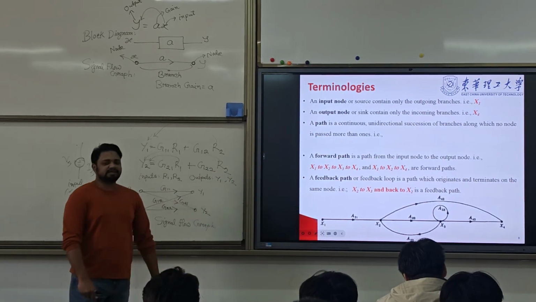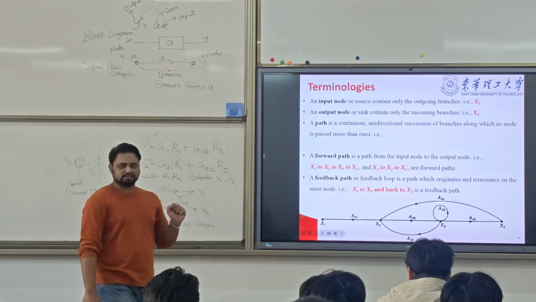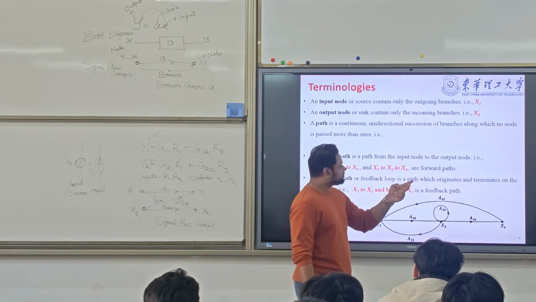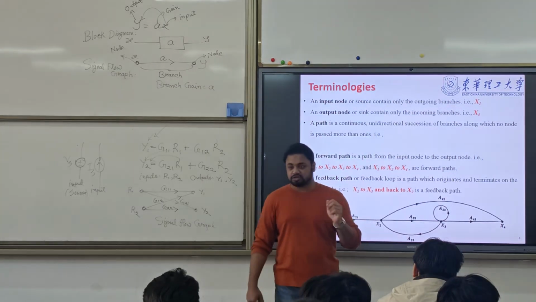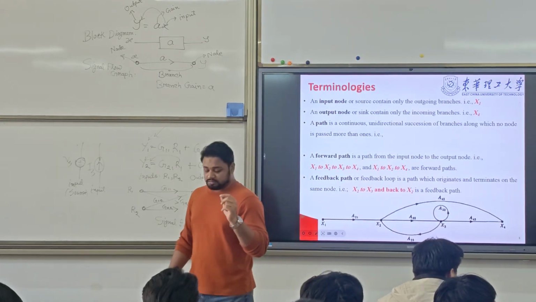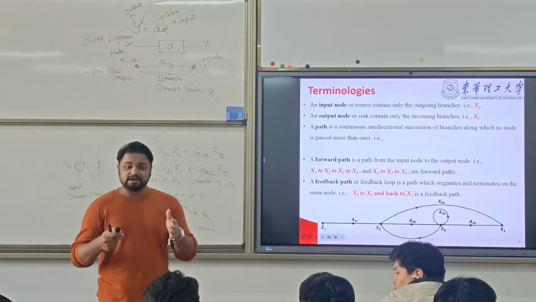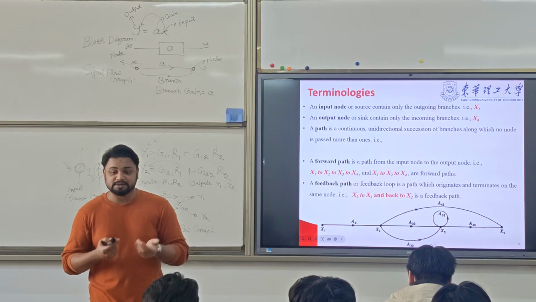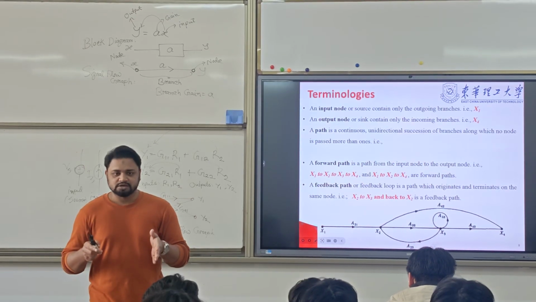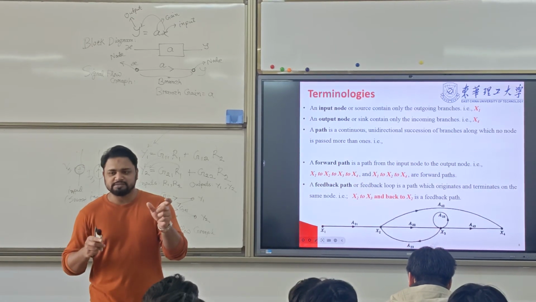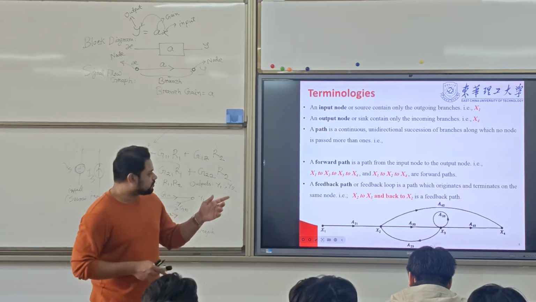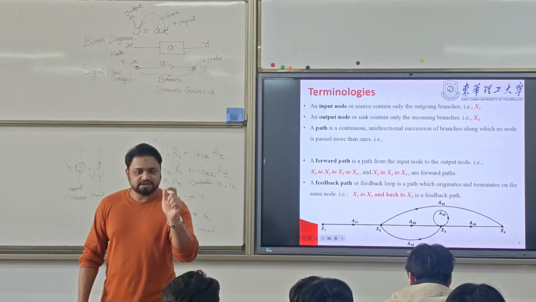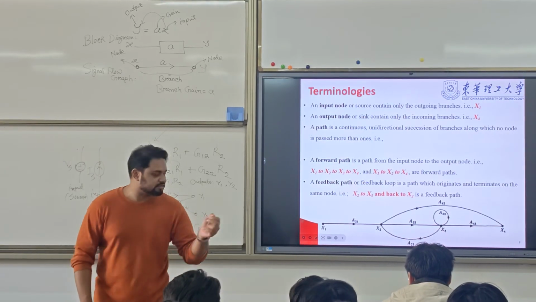So next is called path. What is a path? A path is a continuous, unidirectional succession of branches. If there is more than one branch, multiple branches make a path. Two branches make a path. Three branches make a path. If there is one branch, that is not a path. If there are two branches, that will make a path.